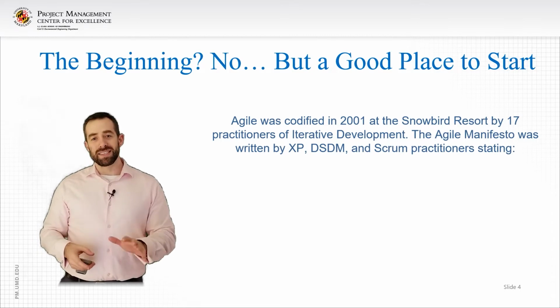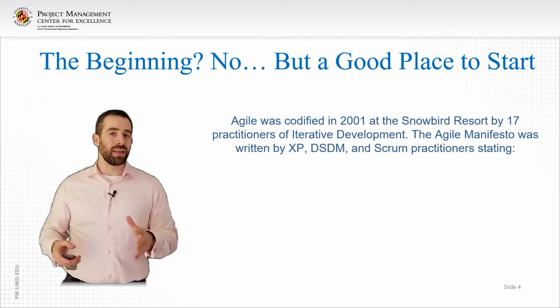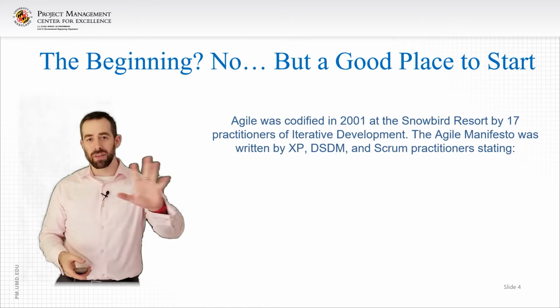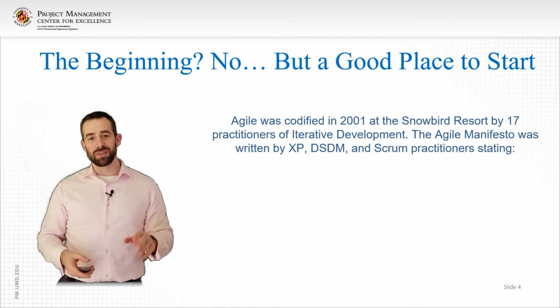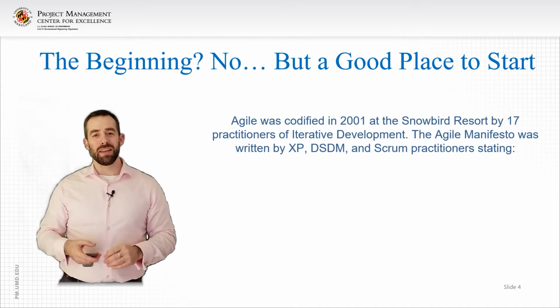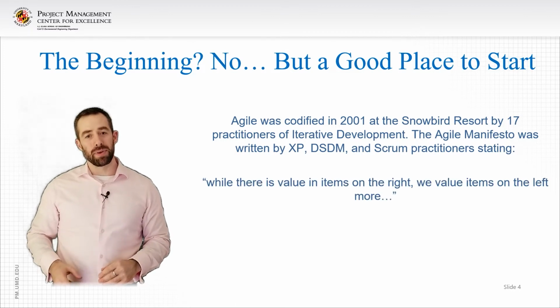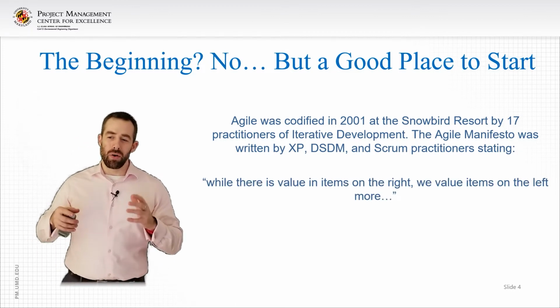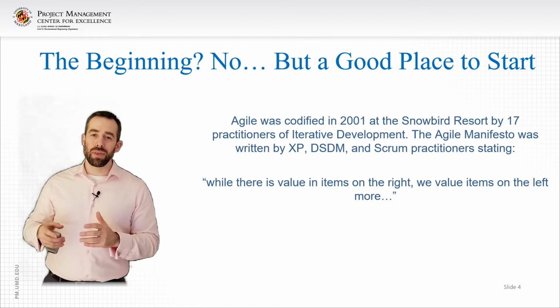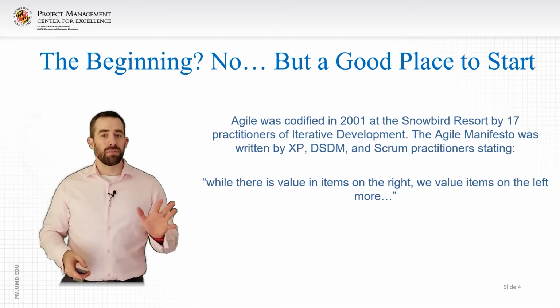Now, the thing is that these 17 practitioners didn't really get along completely, and they didn't always agree. And then eventually, like half of them left and went to go ski, and the remainders kind of just decided, you know what, we should write something down. So they got up and they came up with this, and essentially they said, look, I think we all agree that we value the items on the right, but we really value the items on the left more.